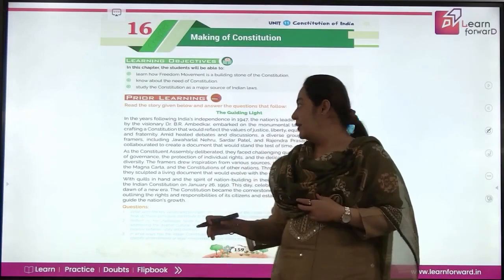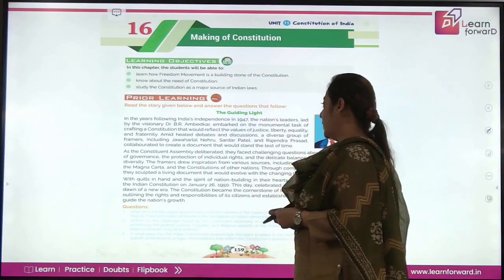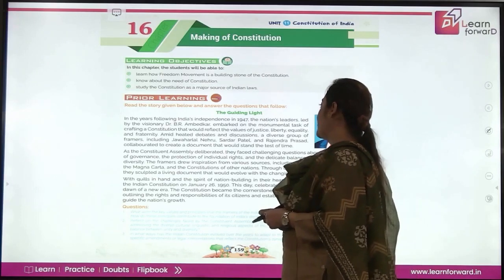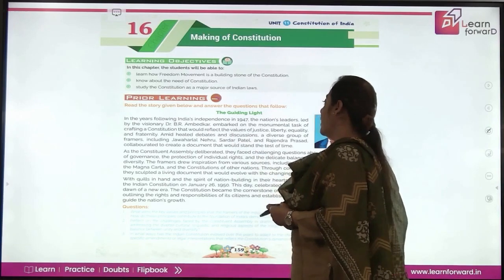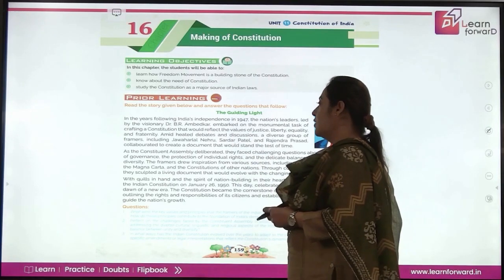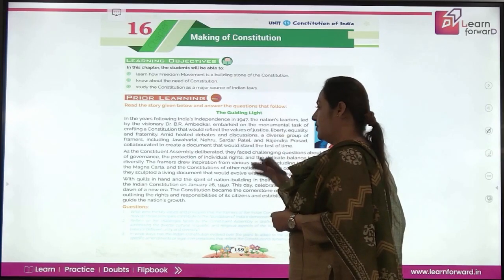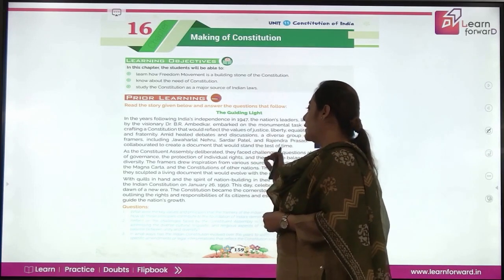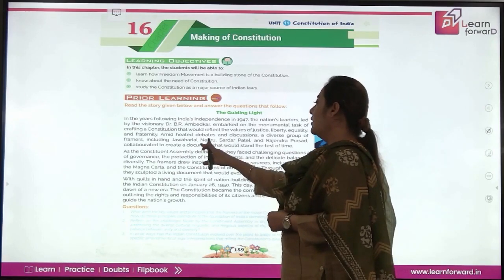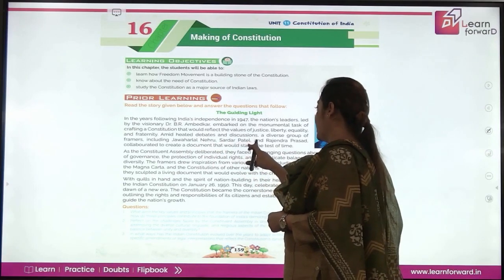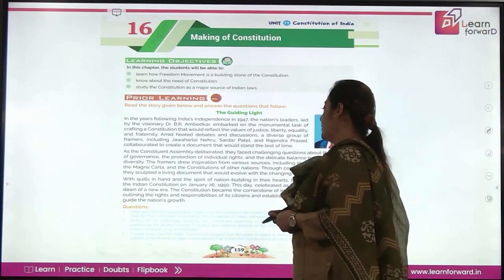Now let's study this story, the guiding light. In the years following India's independence in 1947, the nation's leaders, led by the visionary Dr. B.R. Ambedkar, embarked on the monumental task of crafting a constitution that would reflect the values of justice, liberty, equality, and fraternity. Amid heated debates and discussion, a diverse group of framers, including Jawaharlal Nehru, Sardar Patel, and Rajendra Prasad, collaborated to create a document that would stand the test of time.